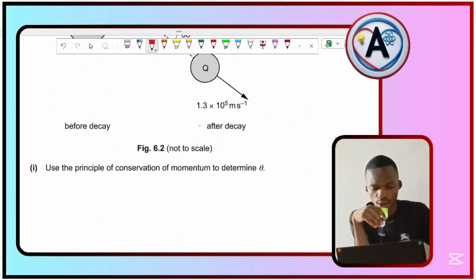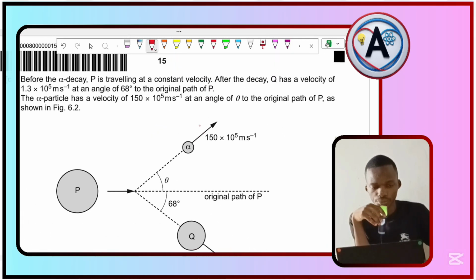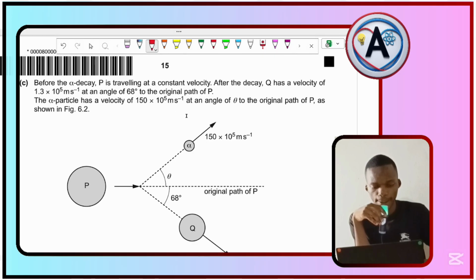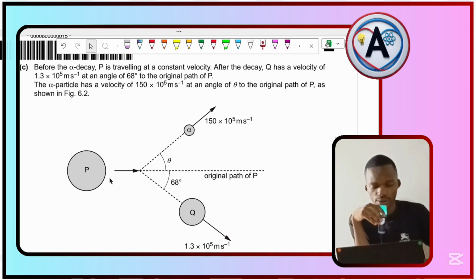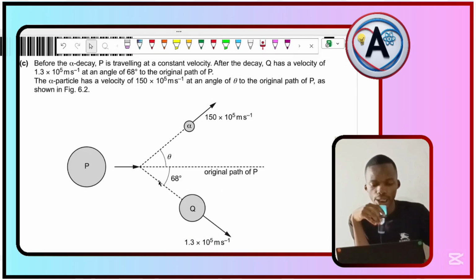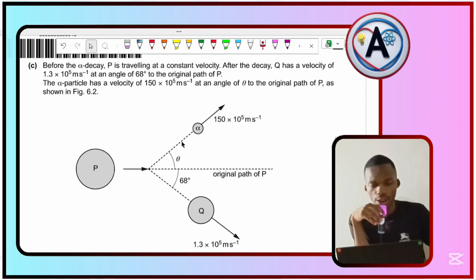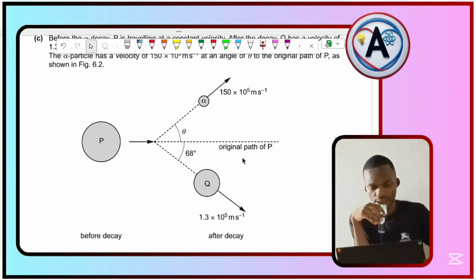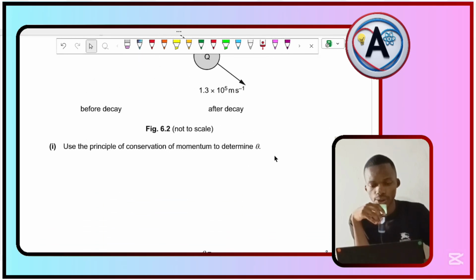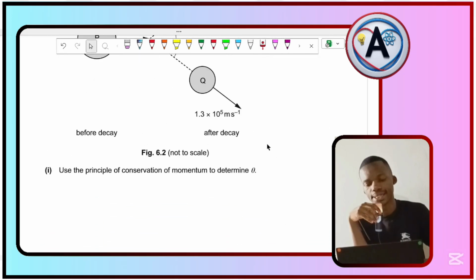Right? Okay. Next up, before the alpha decay, P is traveling at a constant velocity. After the decay, Q has a velocity of 1.3 times 10 to the power of 5 at an angle of 68 degrees to the original path of P. The alpha particle has that velocity, and our goal is to find the angle theta.